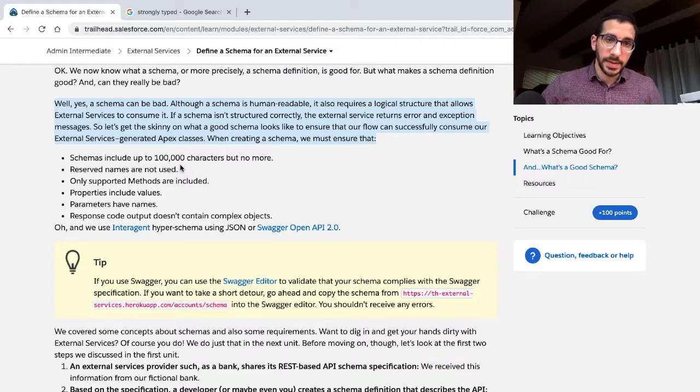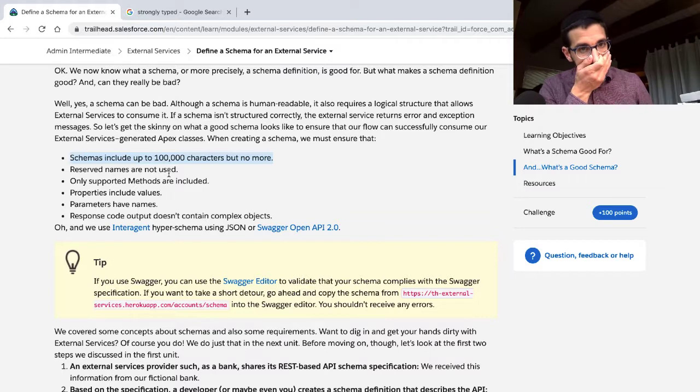When creating a schema, we must ensure that schemas include 100,000 characters, but no more. Reserved names are not used. I don't know what reserved names are. Only supported methods are included. Properties include values. Parameters have names. Response code output doesn't contain complex objects. Oh, and we use Interagent Hyperschema using JSON or Swagger OpenAPI 2.0.